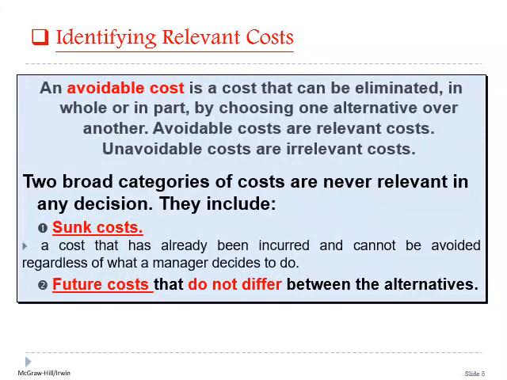Also future costs that don't differ between the alternatives. حتى لو كانت ال costs دي relates to the future but don't differ between the alternatives, it will be irrelevant cost. وبالتالي I don't depend on this cost when making decisions. مش هقدر اعتمد عليهم في اتخاذ القرارات. يبقى we have two categories of costs that I can't depend on when making decisions, which are sunk cost and future costs that don't differ between the alternatives. Okay.